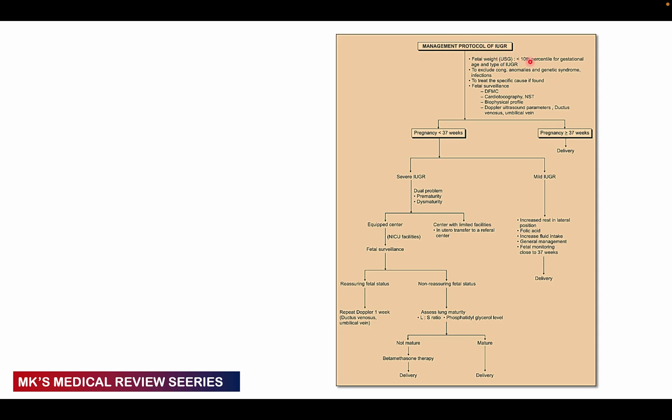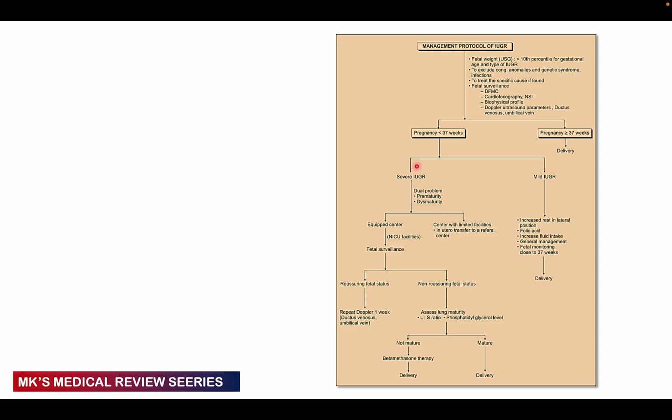Remember here the fetal weight less than the 10th percentile of the gestational age and the type of IUGR. We should exclude any congenital anomalies and genetic syndromes as well as infections. Then we should have some fetal surveillance. The different ways in which you can have the fetal surveillance are listed here. If the pregnancy is above 37 weeks, we aim to deliver. If it's below 37 weeks, if it's mild IUGR, we increase the rest in the lateral position, give them folic acid, increase the fluid intake, general management, and fetal monitoring until we push them close to 37 weeks, then we deliver them.